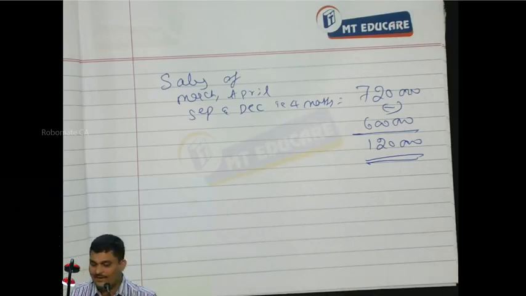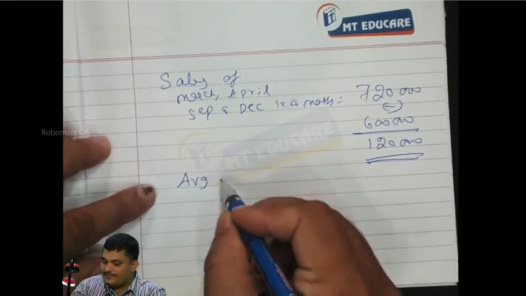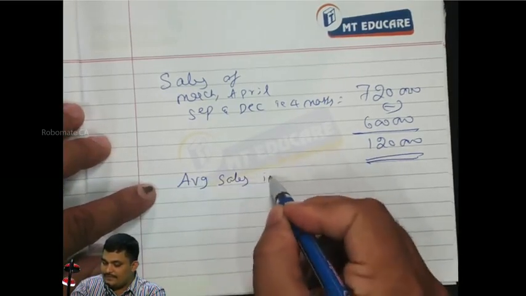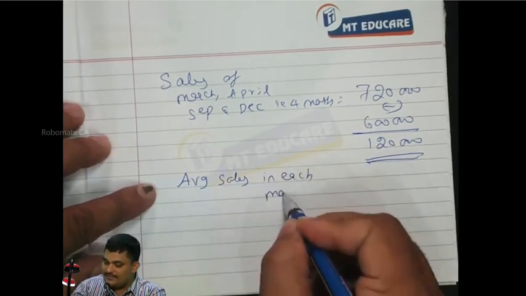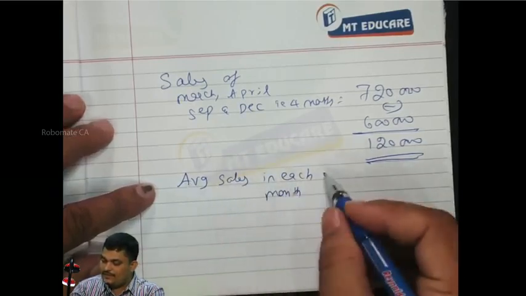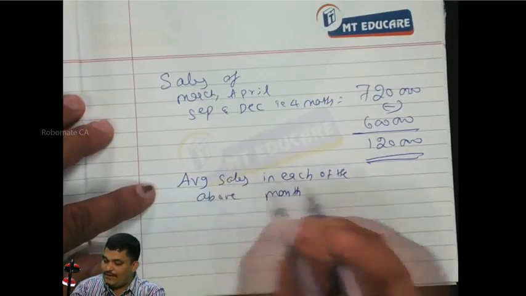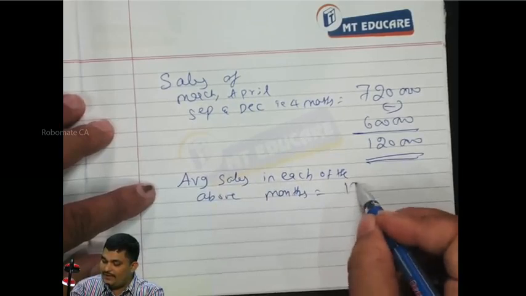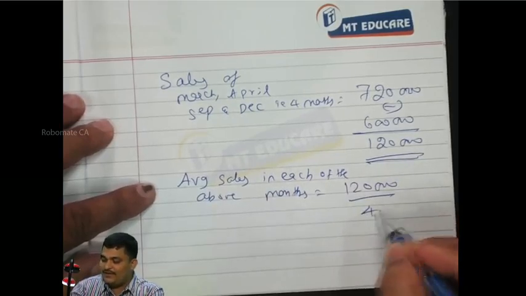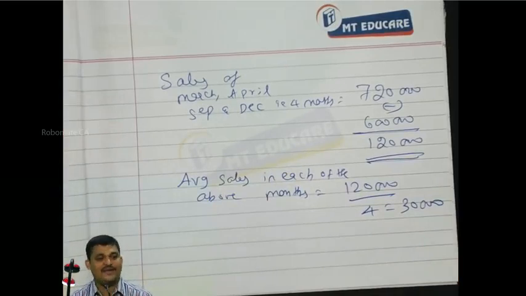Are you following? So which means average sales in each of the above months will be 1,20,000 by 4, 30,000. Like that we are analyzing the annual sales. Everybody?